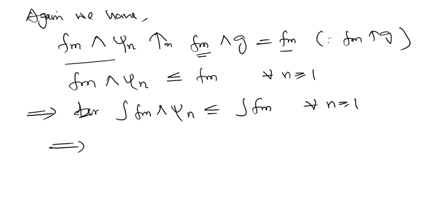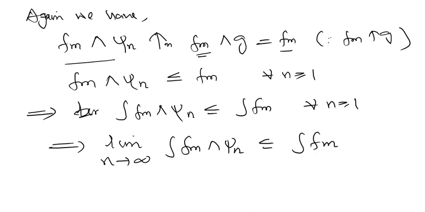But then let's apply the limit with respect to n. Limit n approaches infinity, integral of fm meet psi n is lesser or equal to integral of fm. So for each m it's always lesser or equal to the integral of fm. So the limit of the integral of fm meet psi n will always be lesser or equal to the integral of fm.